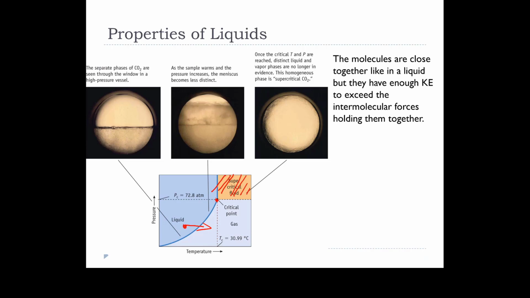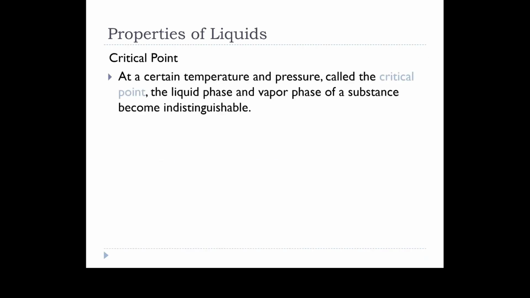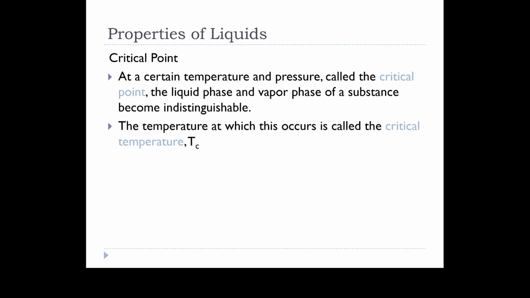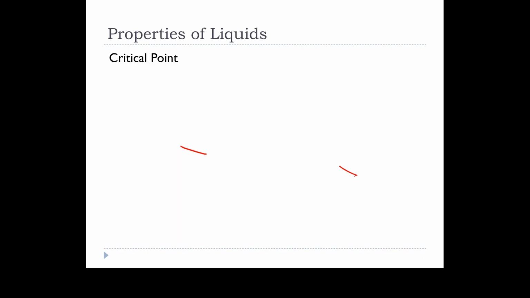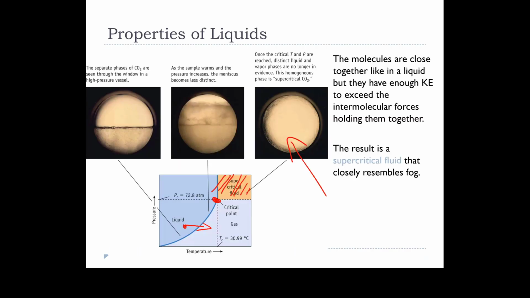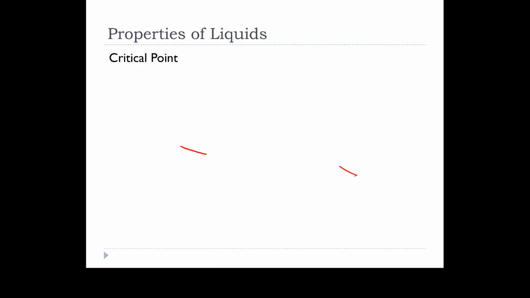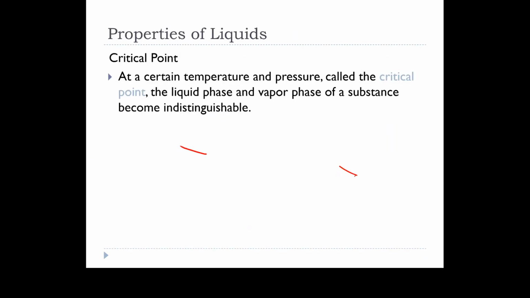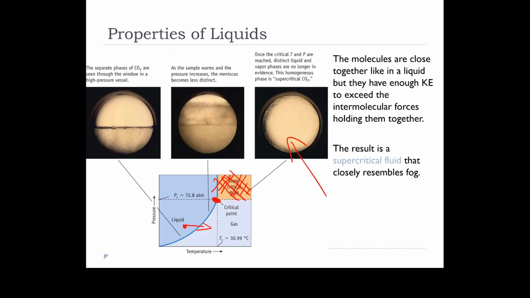And again, close together like a liquid, but they have enough kinetic energy to overcome those intermolecular forces. So you have this weird kind of foggy stuff going on up here. Again, that's called the critical point, and it's designated by the critical temperature and the critical pressure. All right, that is this particular one point here where the stuff ceases to be different. Okay, and then everything past that in this region up here is called a supercritical fluid.